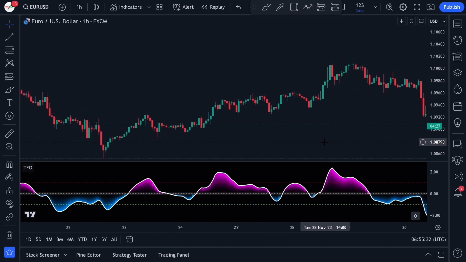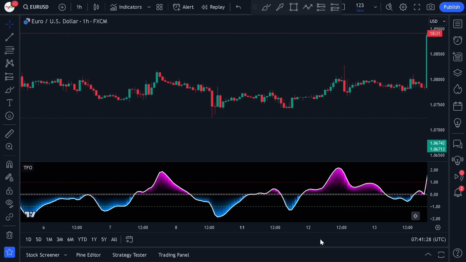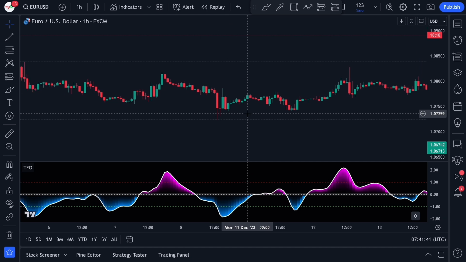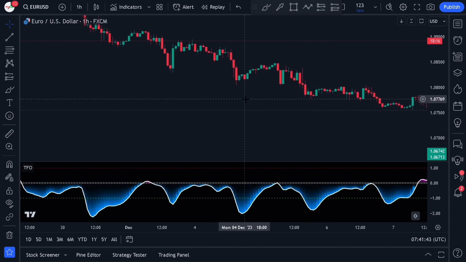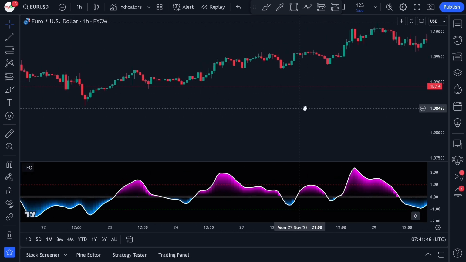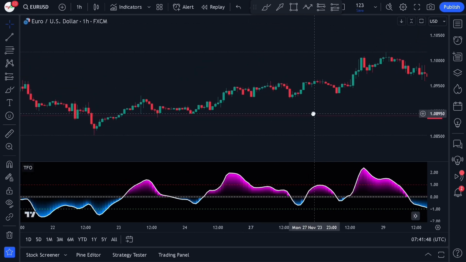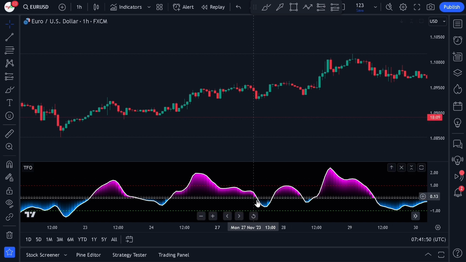Please pay attention that these false center line crossovers can also happen during a non-trending market. If you're using a trend following strategy and you're going to focus on these kinds of signals, you need to filter false signals during a flat market. So center line crossovers alone are not reliable signals, and we need to filter the bad signals, which I'll explain later.